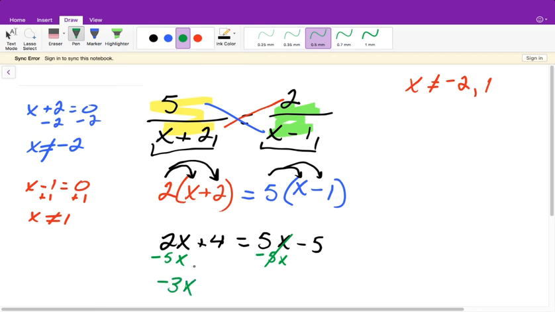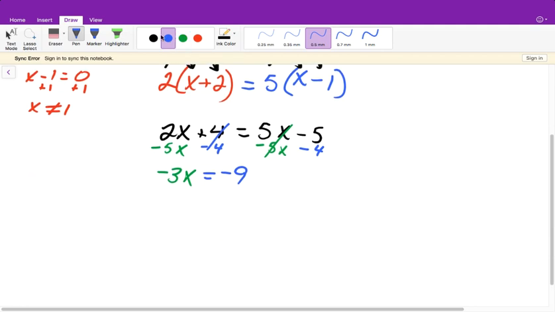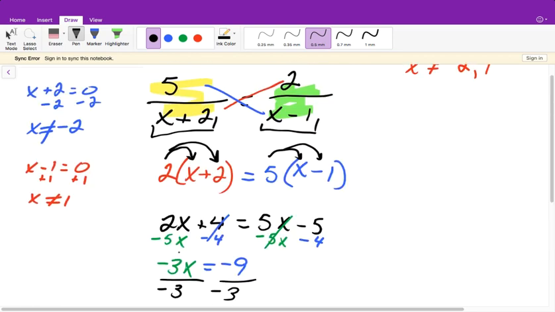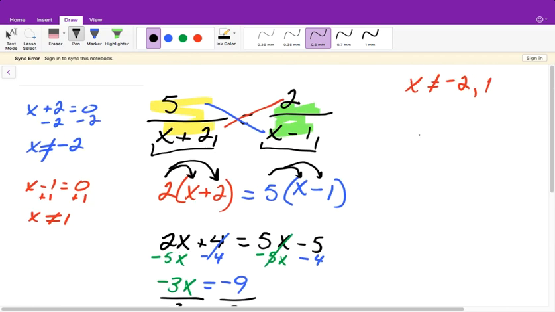So it's -3x. And then that means I need to move my values to the other side. So I'm going to subtract the 4 to move it to the other side. -5 minus 4 is -9. Now to solve for x, we would divide each side by -3. And that means x is equal to 3. And since it's not part of any of our restrictions, we know that this answer works. It's not extraneous. And this is our solution.